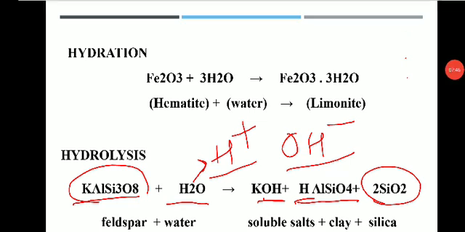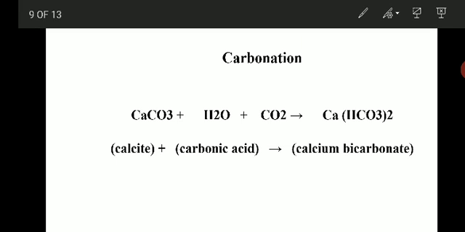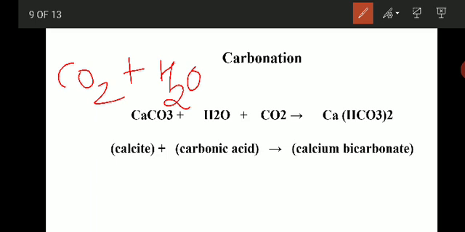Next process we will discuss, that is carbonation. So what is carbonation? Here, the rainwater, which is falling in the form of precipitation, okay, we call rainfall also precipitation. This rainwater combines with CO2, plus the rainwater, that is H2O. So this gives rise to carbonic acid.